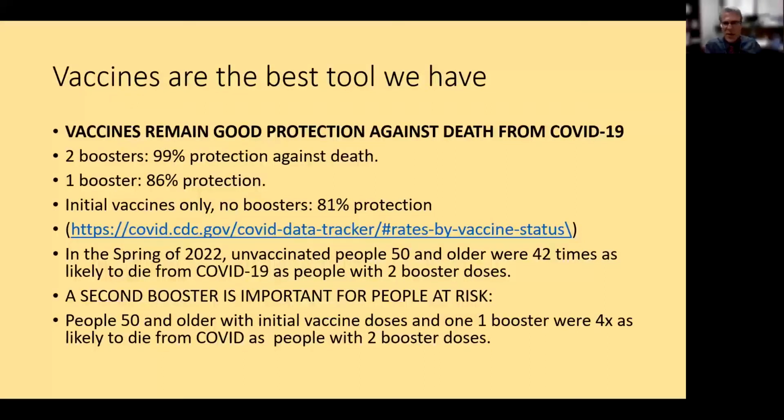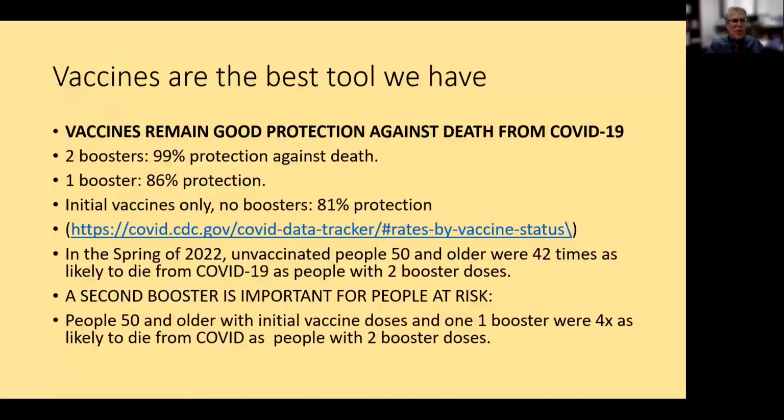In the spring of 22, so just this past spring, unvaccinated people 50 and older, and that's the high-risk groups for ending up in the hospital or ending up in intensive care or ending up with a death of COVID-19, they were 42 times as likely to die from COVID-19 as people with 2 booster doses. Okay, again, to show how protective they are against these serious infections.